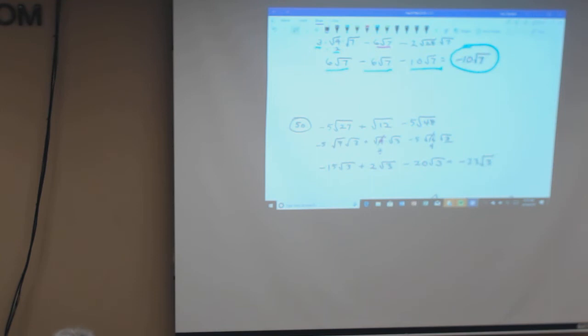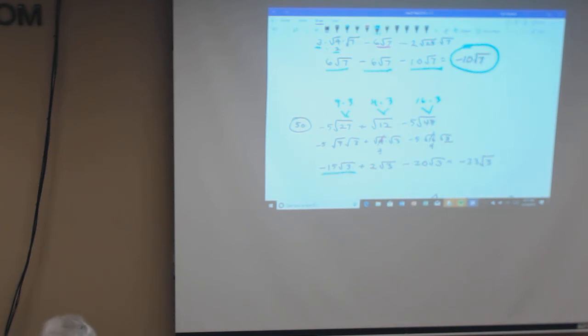Number 50. 27 is what? 9 times 3. 12 is what? 4 times 3. I'm looking for a 3. 48 is what? 16 times 3. So I end up with negative 15 times radical 3.